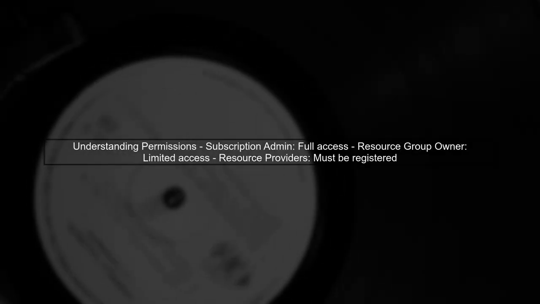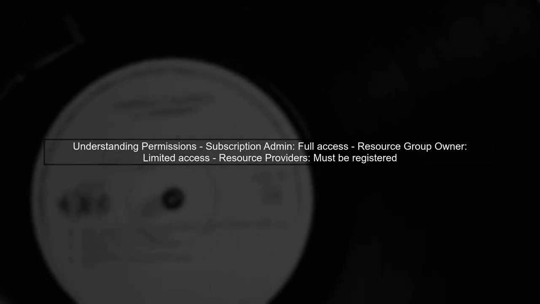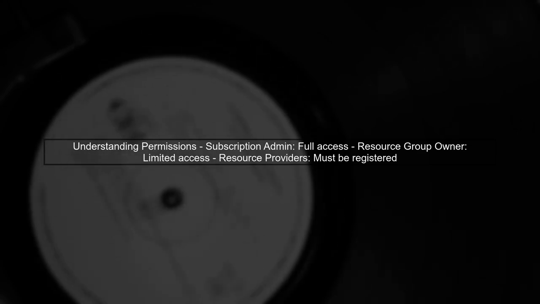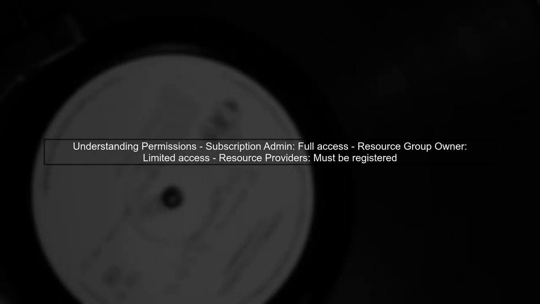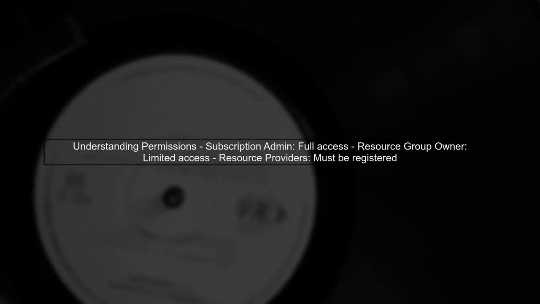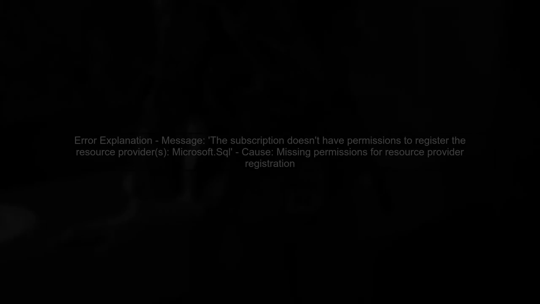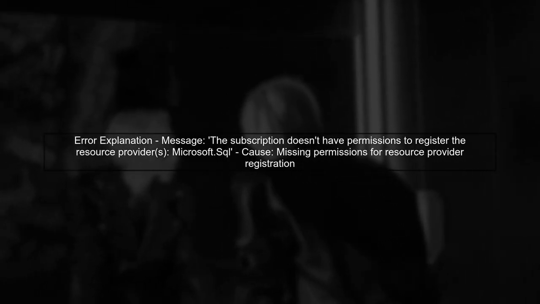To allow non-subscription admins to create resources in Azure, we first need to understand the role assignments and permissions associated with resource providers. The error message indicates that the users do not have permission to register the SQL resource provider. This is a common issue when users lack the necessary permissions.